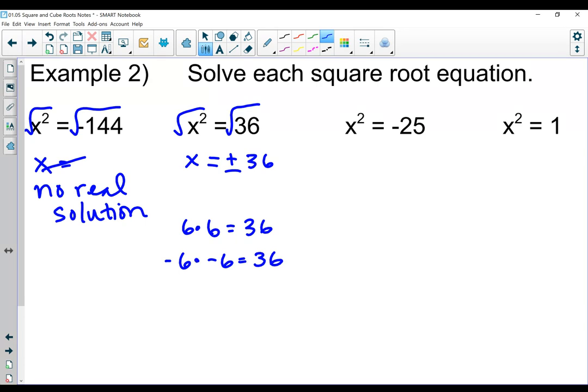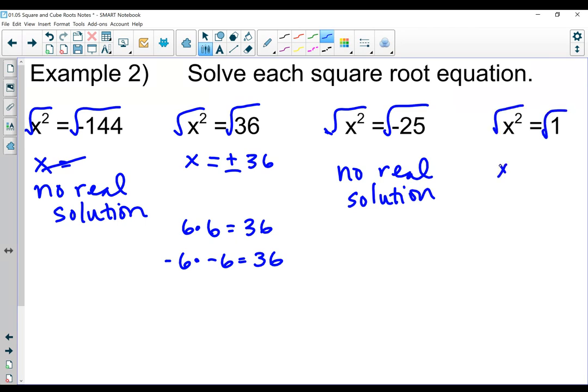On the next one, when we square root both sides, we're square rooting a negative again. So there's no real solution. I can have a negative outside of that square root, but not inside it. And last one, square root both sides. I have a positive again, so we'll get a plus or minus on our answer, plus or minus 1.